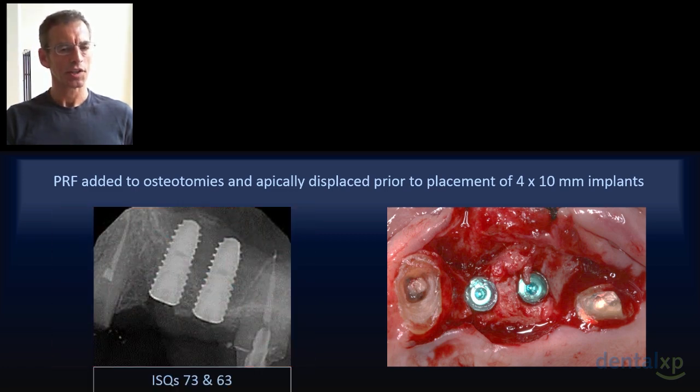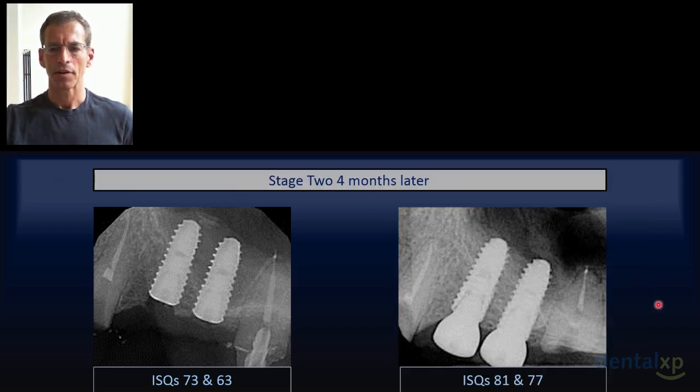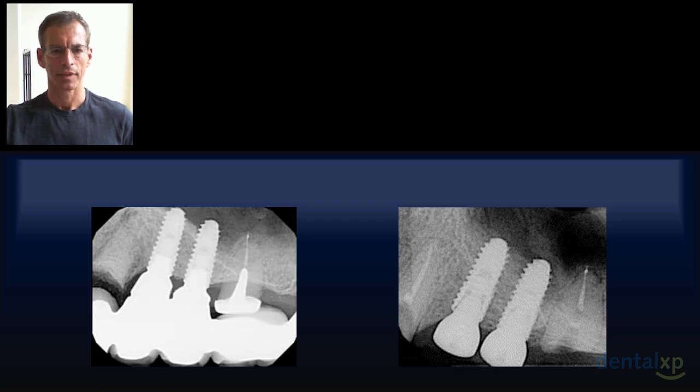ISQs are 73 and 63. Low ISQ, I bury the implant. Here you can see the swelling of the sinus membrane that takes place after this approach. And there the apical relocation of the sinus floor, and look at the increase in my ISQ readings in the posterior maxilla. And the patient is restored.